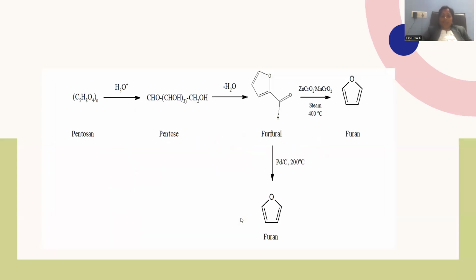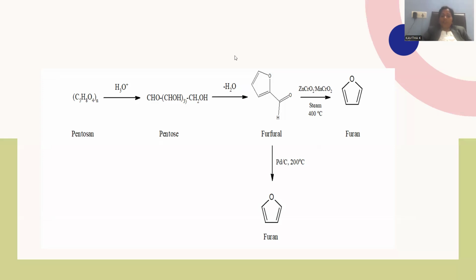Let me go for another method of synthesis. I am taking pentosan. Pentosan is a kind of polymeric substance with a 5 carbon atom chain. Acidified aqueous conditions are applied there, able to generate a monomeric substance which is a pentose. Pentose is a kind of what? It is a carbohydrate moiety, an aldehyde containing polyhydroxy compound. It is the pentose. Pentose is subjected to what?